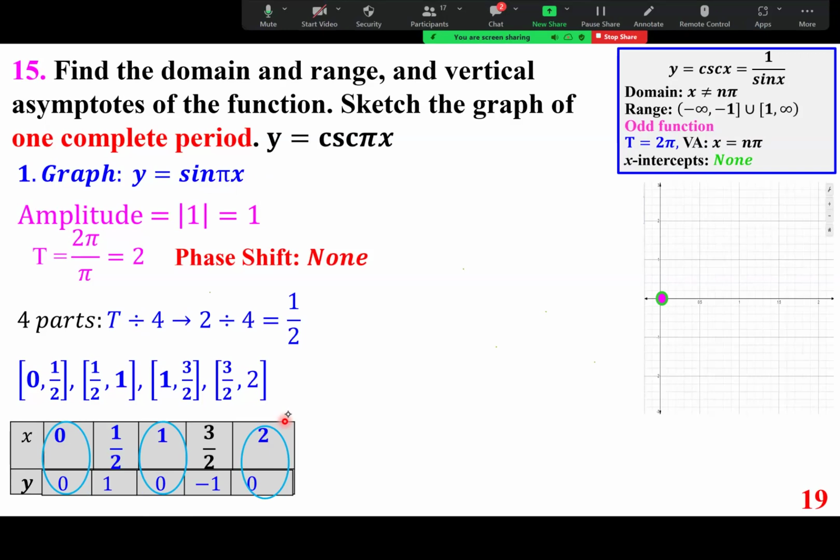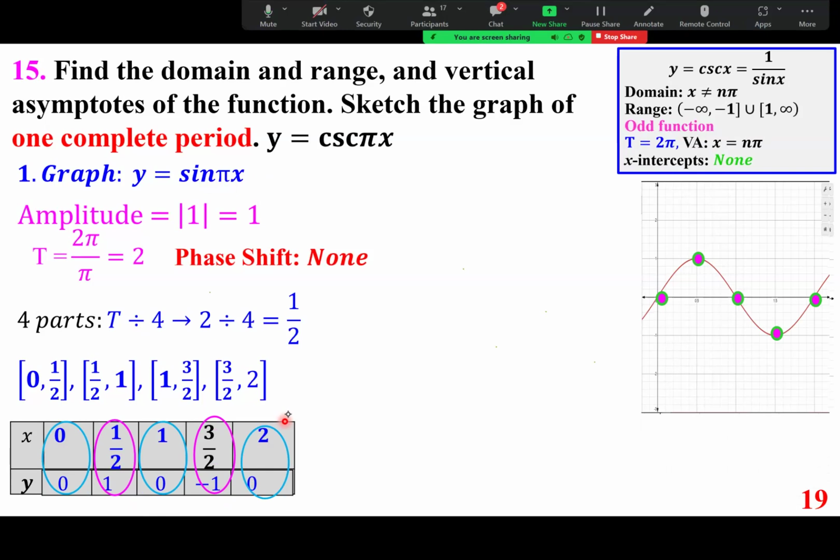First the intercepts 0, 0, 1, 0, 2, 0. Then the maximum at 1/2, 1. The minimum at 3/2, -1. That's the graph of a sine. And of course, if need be, you go indefinitely on both sides. You flip this over and you graph cosecant. That's all there is to it.